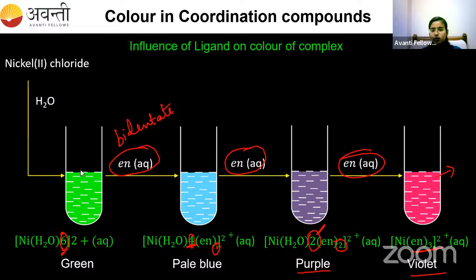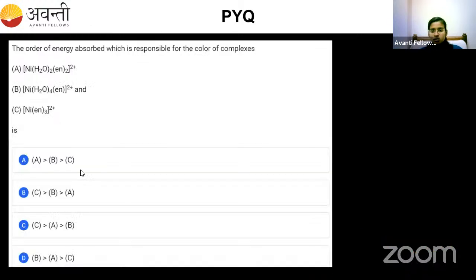Shall I go for one question from this concept? I'll go for one previous year question based on the color concept. Here we have three complexes. All the three are the complexes which we have studied now in the previous slide only. We have to find out the order of energy absorbed which is responsible for the color of the complexes.